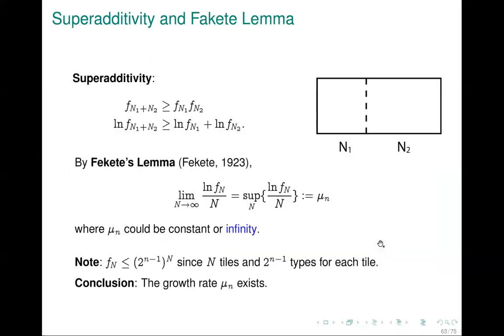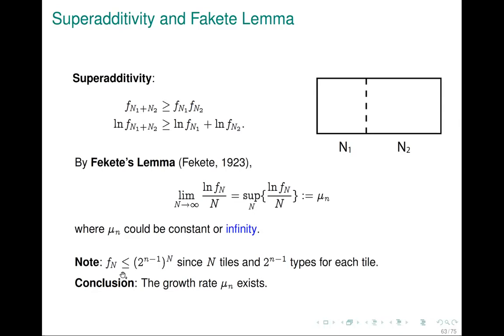Maybe I still have some time to explain it. To prove the existence, we observe the superadditivity. We can separate the strip into two regions, N1 and N2. Just observe that a tiling of N1 and a tiling of N2 together form a tiling of the whole thing. So then we have this inequality. If we take the logarithm, it becomes superadditivity. For superadditivity, we can use Fekete's lemma. It basically says that if something satisfies superadditivity, and you divide it by n and take the limit, it will be the supremum of this quantity. But note that the supremum could be infinity.